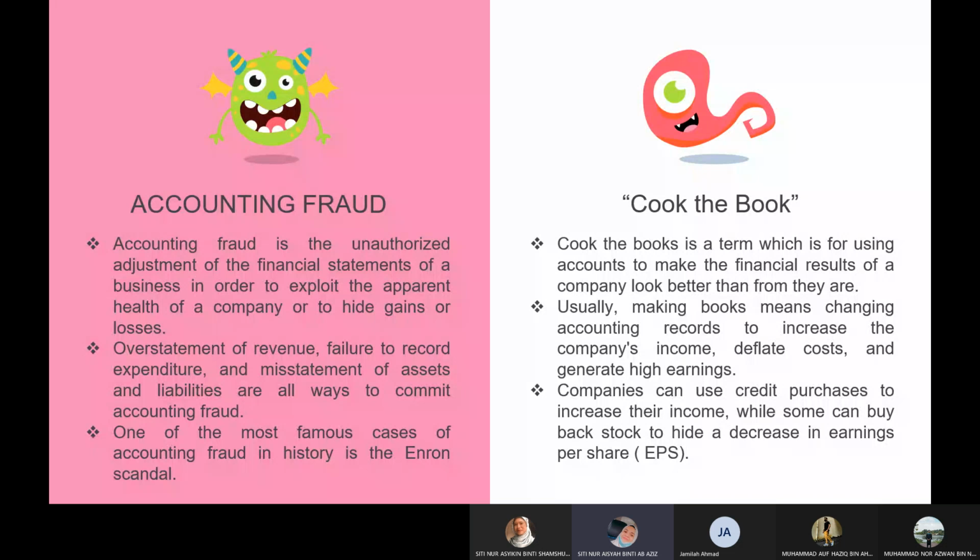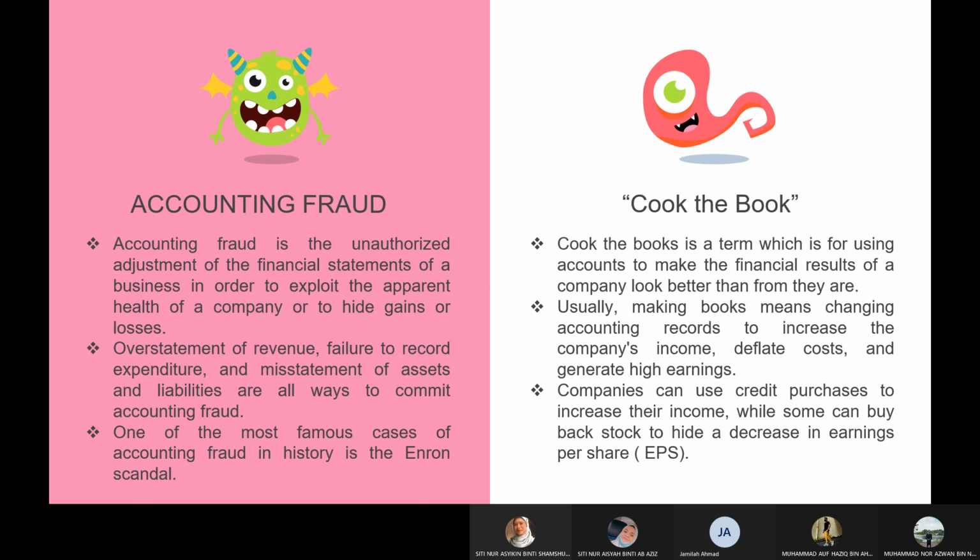First, what is accounting fraud? Accounting fraud is the unauthorized adjustment of the financial statement of a business in order to exploit the apparent health of a company or to hide gains or loss. Accounting fraud can also be done by overstatement of revenue, failure to record expenditure, and misstatement of assets and liabilities.